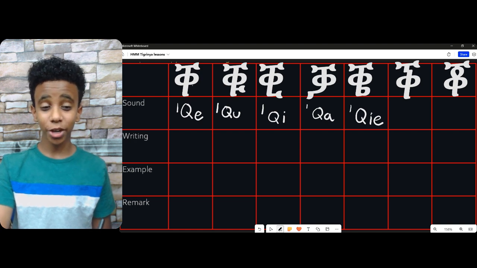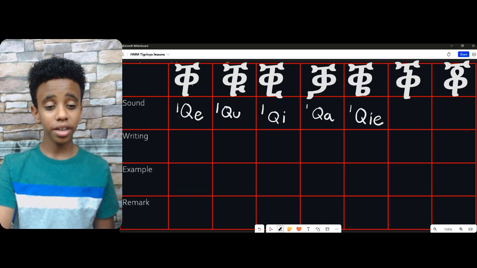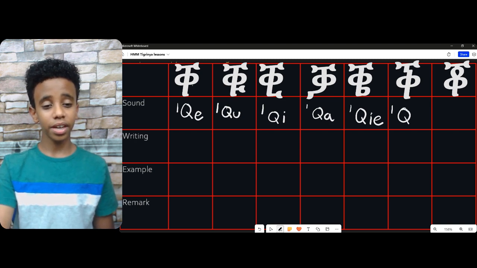Our sixth letter is the letter E. E. And if you were to write the letter E in Tigrinya, you would write it as apostrophe Q. This is how you write E.